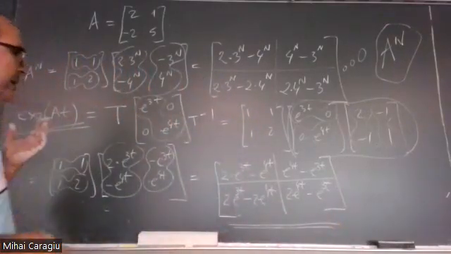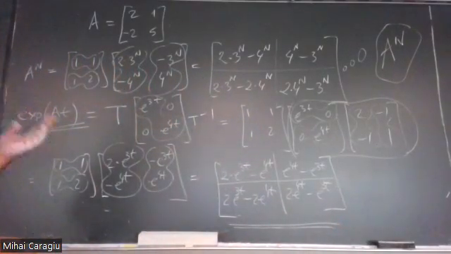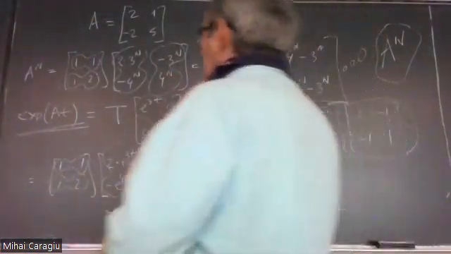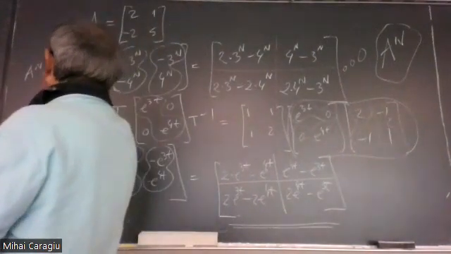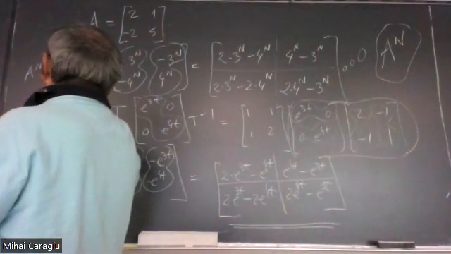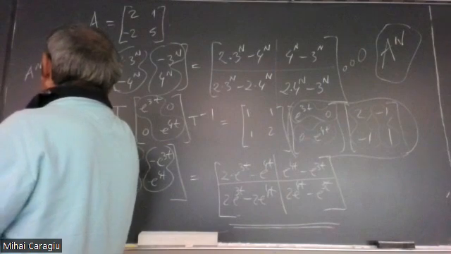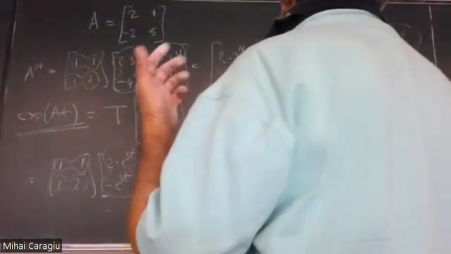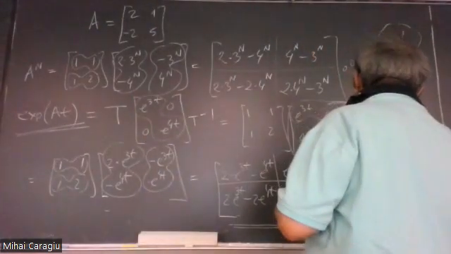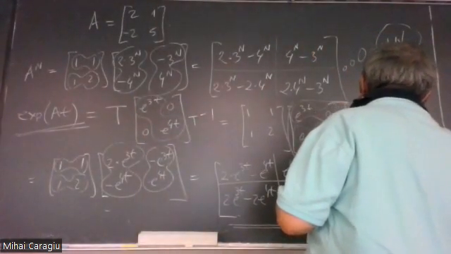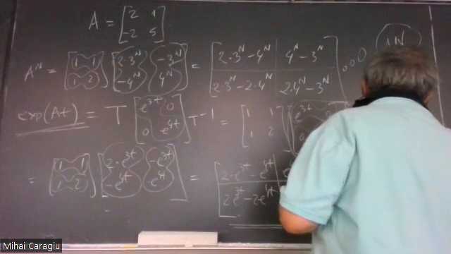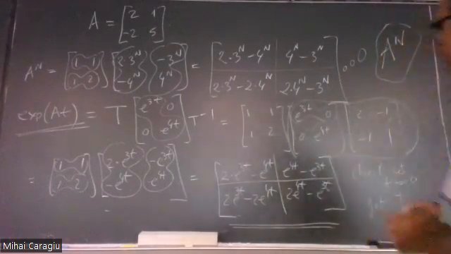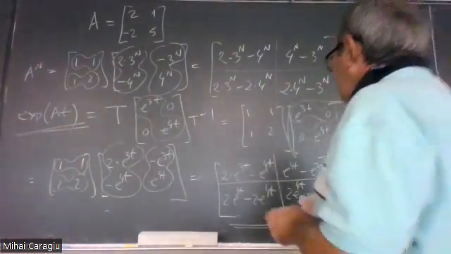Another way to quickly check: if we set t equals 0, what should we get? If the parameter t is 0, it's exponential of A times 0. A times 0 is the null matrix. Exponential of the null matrix is the identity matrix, right? So if we set t equals 0, we should get the identity matrix, I sub 2. So check. Do we get the identity matrix or not?